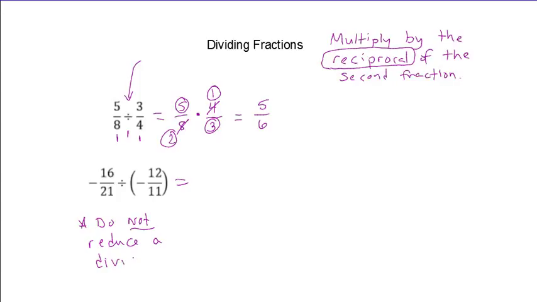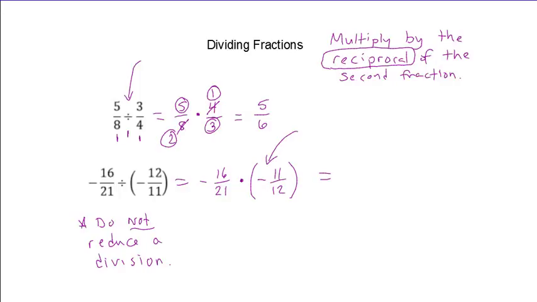I know it's tempting. You see that 12 and 21 share a common factor. You cannot reduce until it's multiplication. So here we go. Negative 16/21, my first fraction is not going to change at all. Then I change the division to multiplication. And then I change negative 12/11 to negative 11/12. Notice the reciprocal. The sign stays the same. We do not change that.